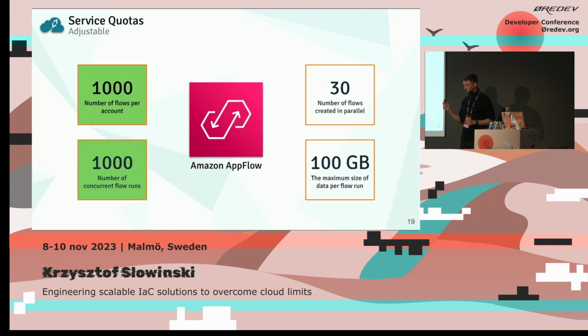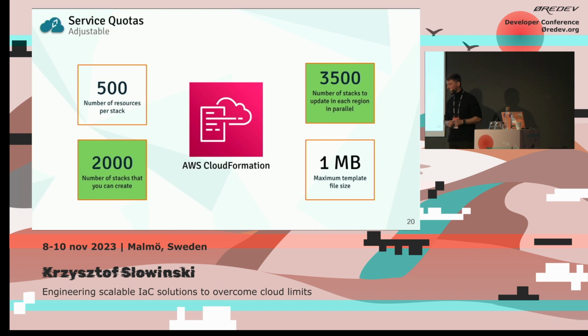Now, we can solve some of those limits by asking AWS just to increase them. This is what we call service quotas, and some of them are adjustable. So the 1,000 flows that we can create per account is an example of an adjustable limit. So we just say, please increase this limit. In our case, it could be 3,500, could be 5,000, depending on how much we think we're going to scale. Similarly, if we want to run those flows in parallel, we can increase the limit on the number of concurrent runs. And likewise, for CloudFormation, we can, if we want, and we're just going to go into the concept of stacks very soon, ask AWS to increase the 2,000 limit and 3,500 update operations, if there is a need for us. But as you see, not all of those limits can be adjusted like this.